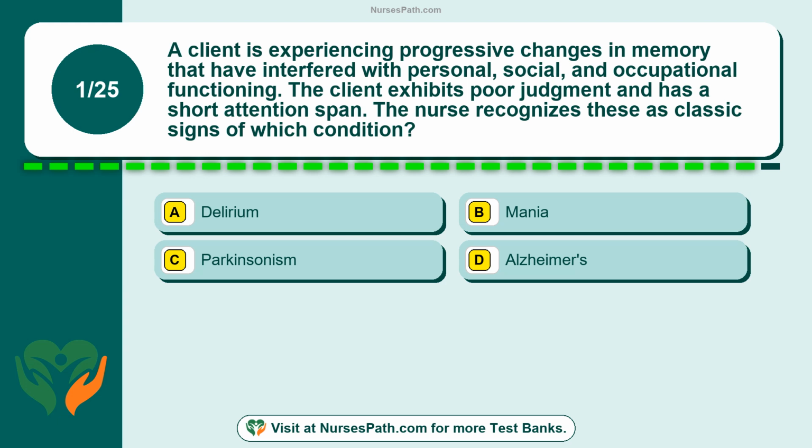Question 1. A client is experiencing progressive changes in memory that have interfered with personal, social, and occupational functioning. The client exhibits poor judgment and has a short attention span. The nurse recognizes these as classic signs of which condition? Option A, delirium. Option B, mania. Option C, Parkinsonism. Option D, Alzheimer's.